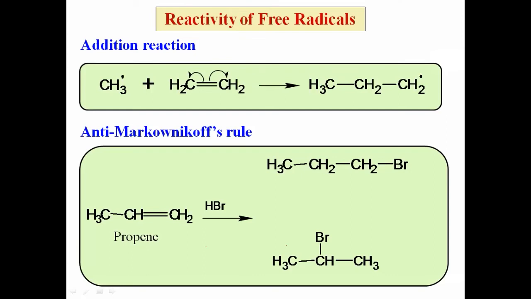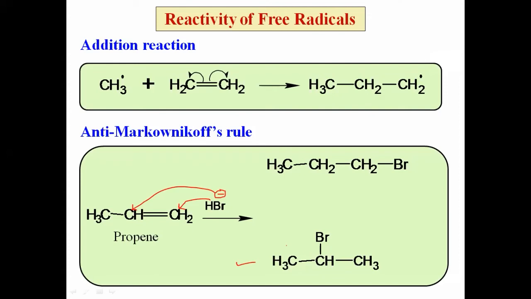What does Markovnikov's rule say? Suppose any unsymmetrical alkene comes in contact with an unsymmetrical reagent, then the negative part of the reagent. What is the negative part in this case? Bromine is the negative part. Okay, the negative part of the reagent adds to that carbon which carries the lesser number of hydrogens. That means where will Br be added? To the carbon which has the lesser number of hydrogens. Therefore, bromine adds to the central carbon, while hydrogen is added to the terminal carbon, and we get isopropyl bromide. Okay, this is according to Markovnikov's rule.